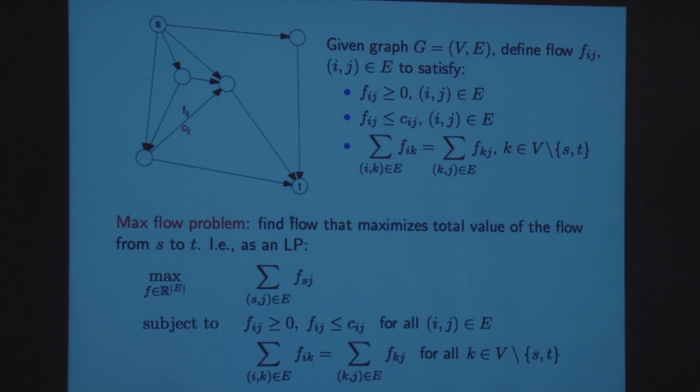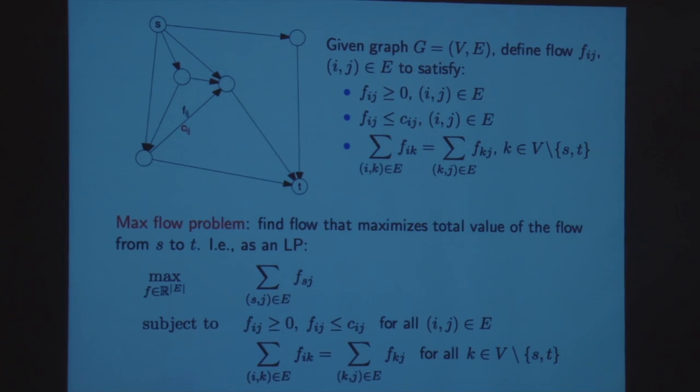So the problem is to find the vector f that lives on the edges of this graph, satisfies all these constraints, and achieves the maximal value of the sum across, in this case, these four edges. Add up the flows leaving S. So that's the sum of fSj for all edges S, j. It's the max flow problem. Let's go and derive its dual.